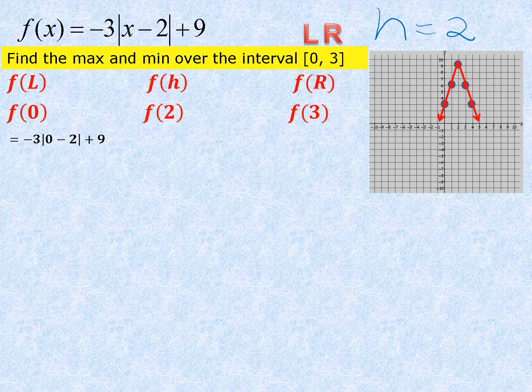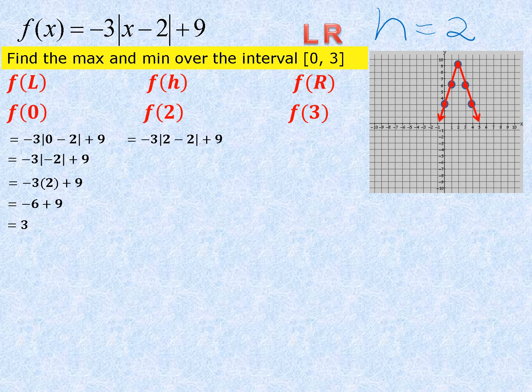So let's try 0 first. 0 minus 2 is negative 2. So that gives me negative 3 times the absolute value of negative 2 plus 9. Well, the absolute value of negative 2 is positive 2. So negative 3 times 2 is negative 6. Negative 6 plus 9 is 3. Okay, 1 down, 2 more to go.